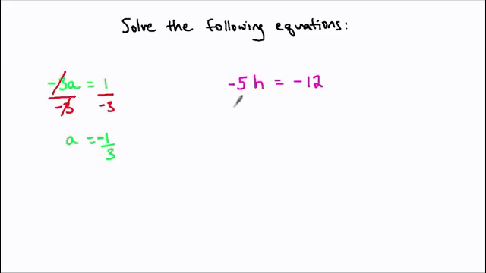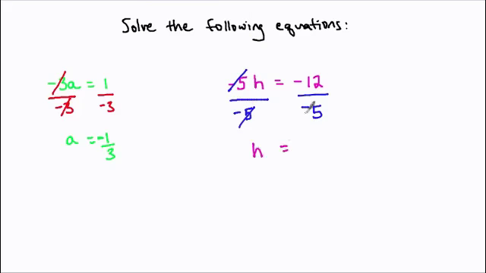Our second example here is negative 5h equals negative 12. Likewise, we're going to use our inverse operations. The opposite of multiplying by negative 5 is to divide by negative 5. And property of equality says what we do on the left, we do on the right. So we'll divide by negative 5 there as well. So the negative 5's on the left cancel out, leaving us with a value of h.